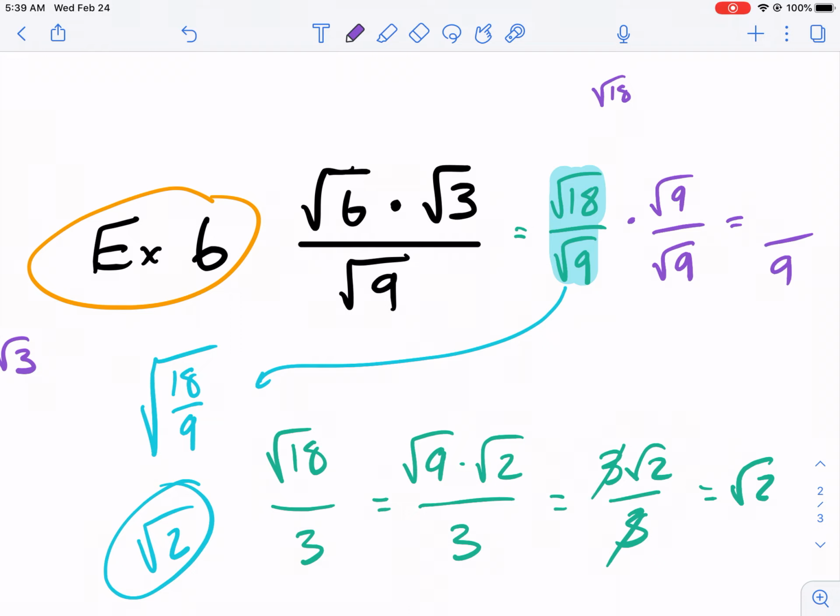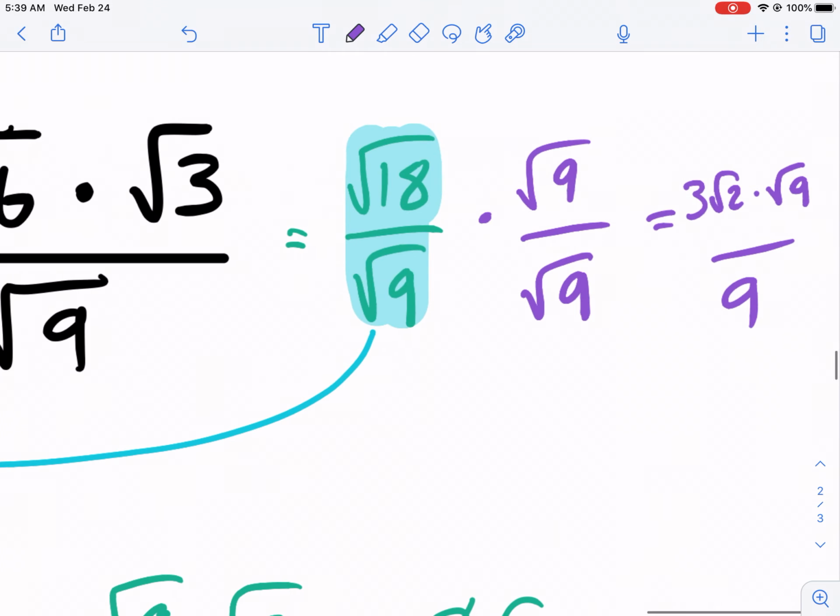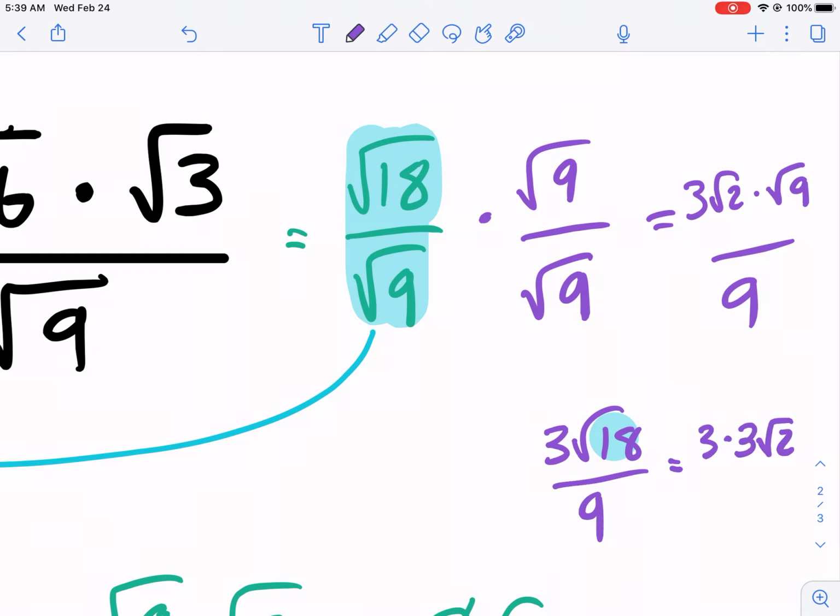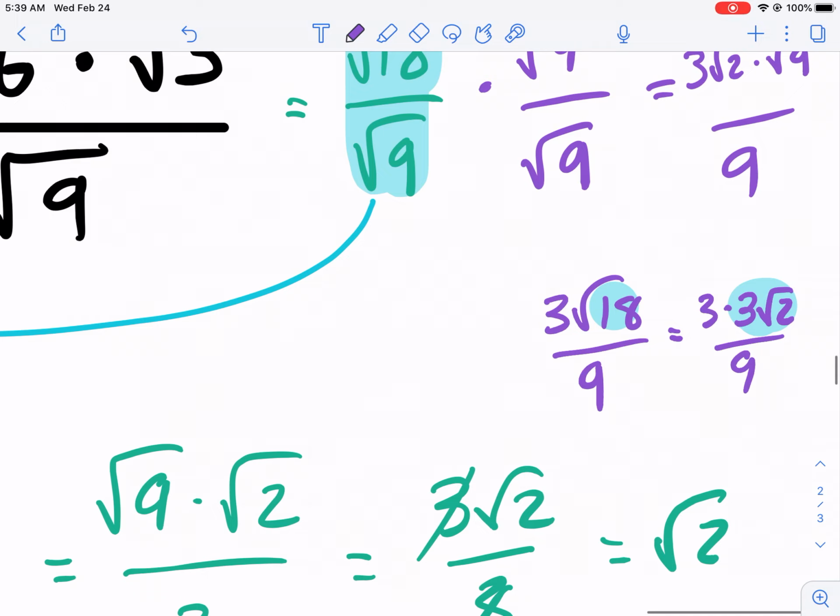So we could write 3 radical 2 times square root of 9 in the top. Okay, so then we'd get 3 radical 18 over 9, and then we already know that square root of 18 reduces to 3 radical 2. Okay, we already said that. So this is going to become equal to 3 times 3 radical 2, because that's the same thing as radical 18, over 9. This goes to, sorry, I need more room.